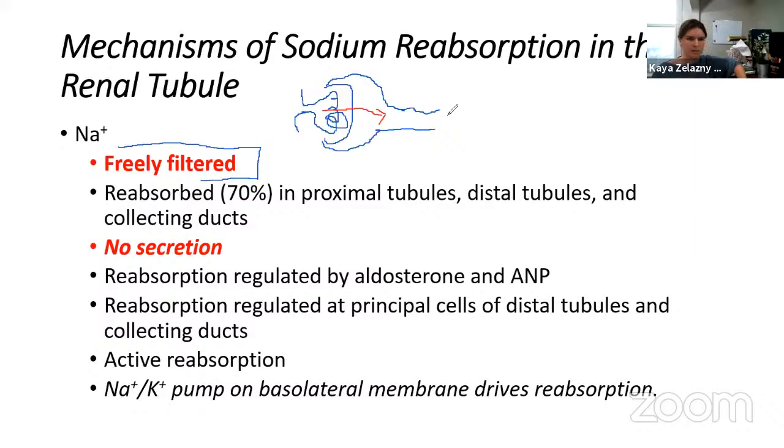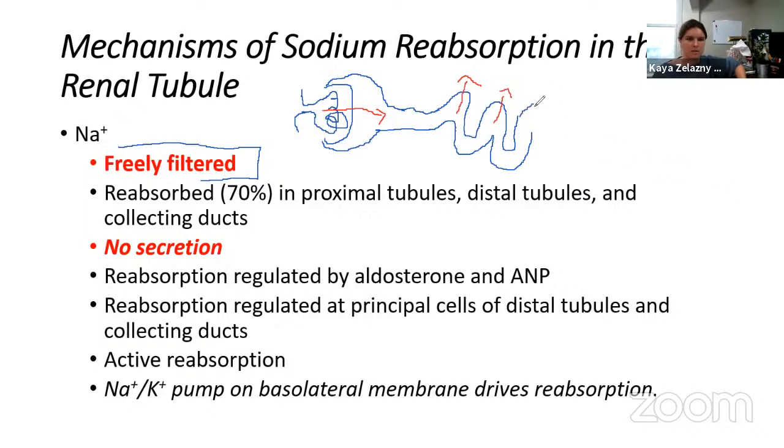Then we enter our proximal tubule, proximal convoluted tubule, right? So I'll draw it convoluted, right? And we remember our proximal tubules are basically bulk reabsorbers, right? So there's a lot of reabsorption, so absorption back into the bloodstream happening here. So we have a bunch of reabsorption here.